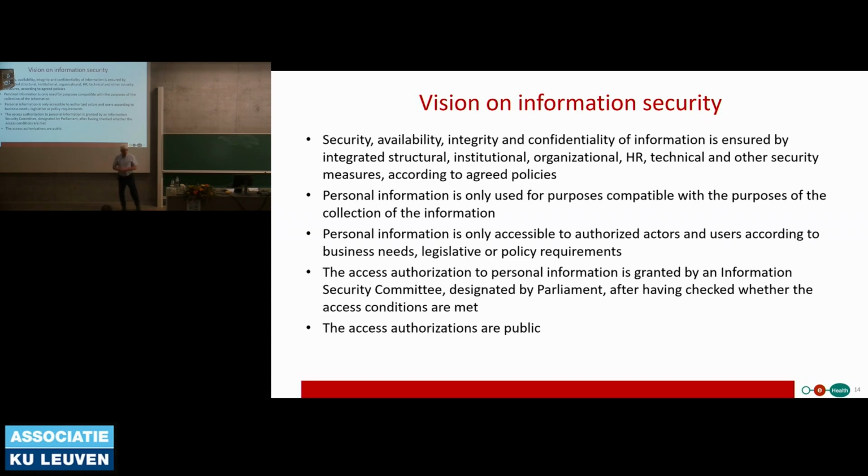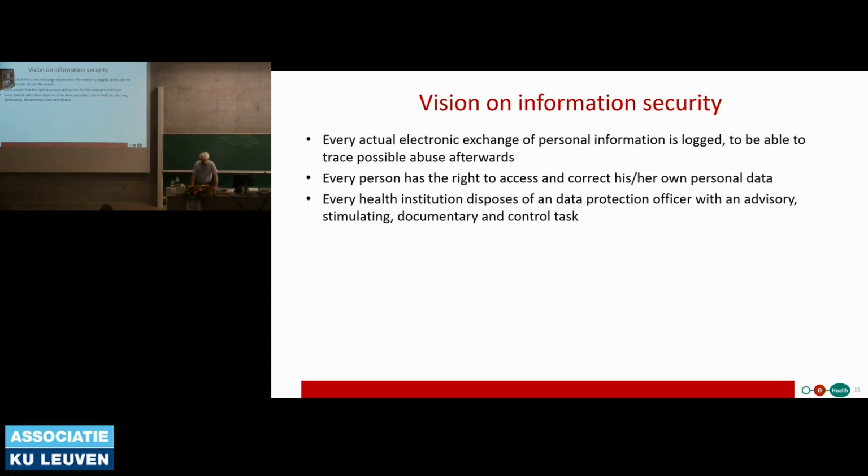If you see the international environment, we have an information security committee that is designated by the parliament. And every type of data exchange has to be authorized by this independent committee. And the health platform checks, when there is a concrete exchange of data, whether the conditions of the authorizations are met. So these access authorizations are public, so every citizen can see in what situations, what types of data are exchanged to what other actors and for what purposes.